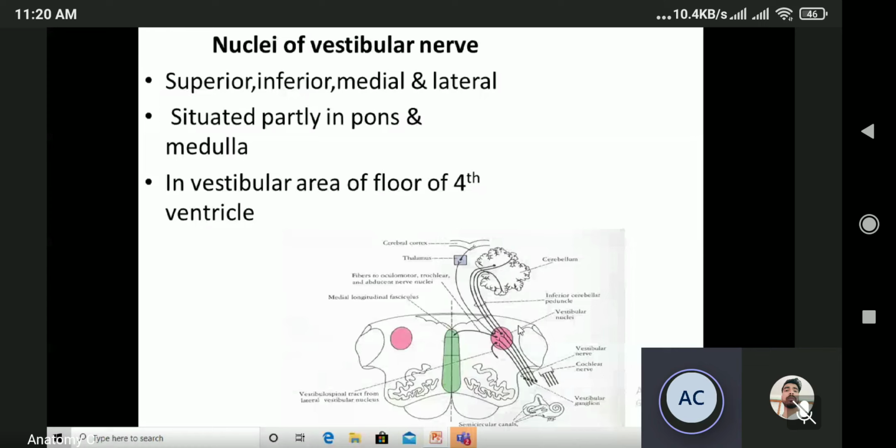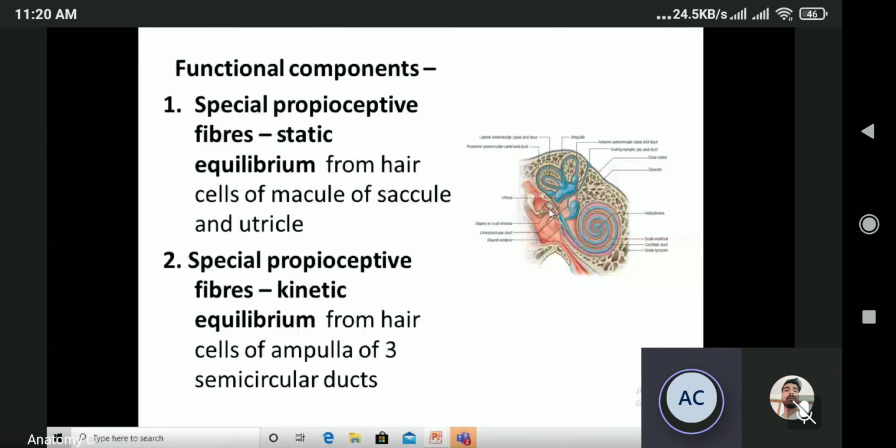Now coming to the different functional components. As you know, it is concerned with equilibrium as well as hearing. The vestibular part is mainly for equilibrium. Coming to the functional components, it consists of special proprioceptive fibers for the static equilibrium. The receptors lie in the hair cells of the macula of the saccule and utricle.